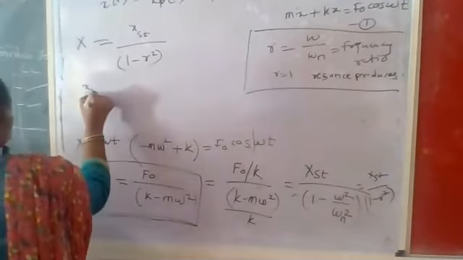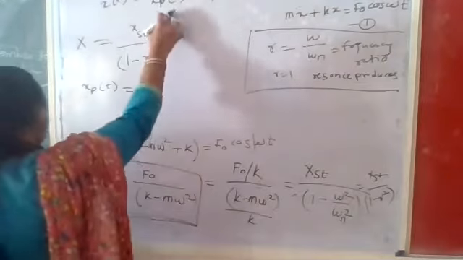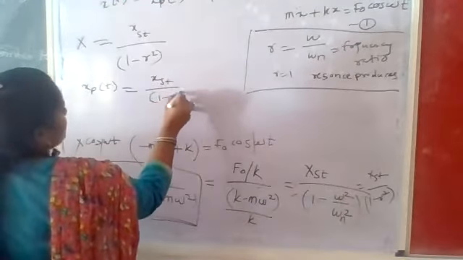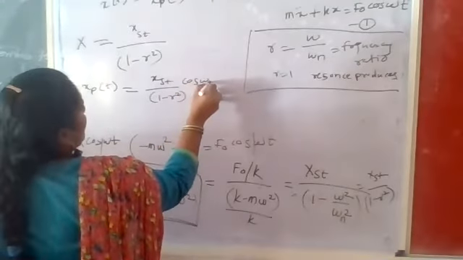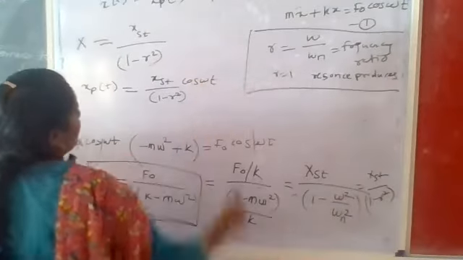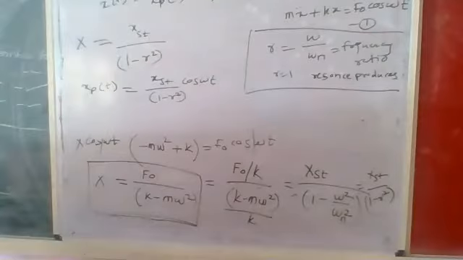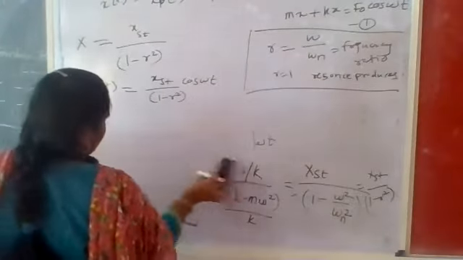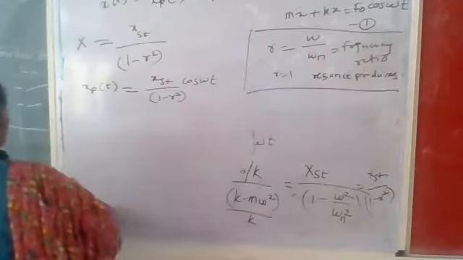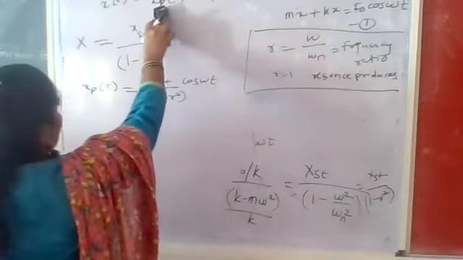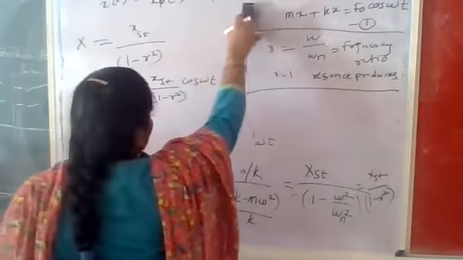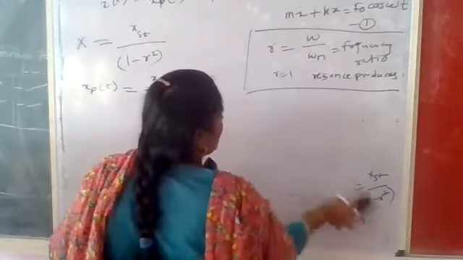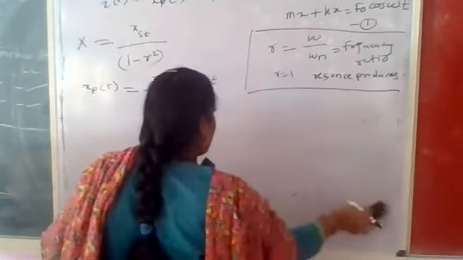x p of t is equal to x st divided by 1 minus r square into cos of omega t. So all of you write down up to this. Already we know the x value. If we put this x value here, we get that x particular integral is equal to x into cos of omega t, where omega is the forced frequency.